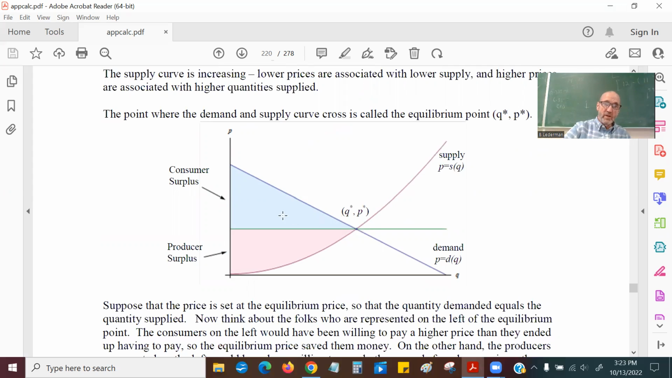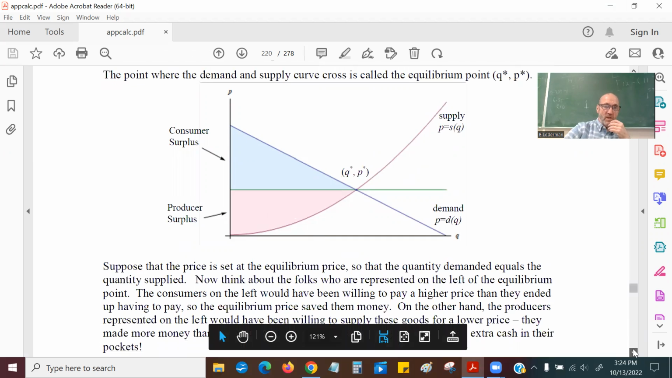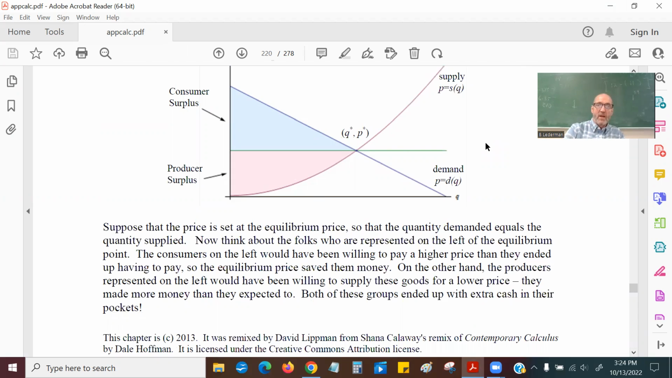Now this blue area, as you can see, is the surplus. This is consumer surplus. This is producer surplus, meaning a lot of consumer surplus because a lot of stuff was sold, and producer surplus because the people didn't get to sell it, so they have it in the factories, in the warehouses, or wherever. Okay, so if the price is set at the equilibrium price, there's your price, so the quantity demanded equals the quantity supplied.